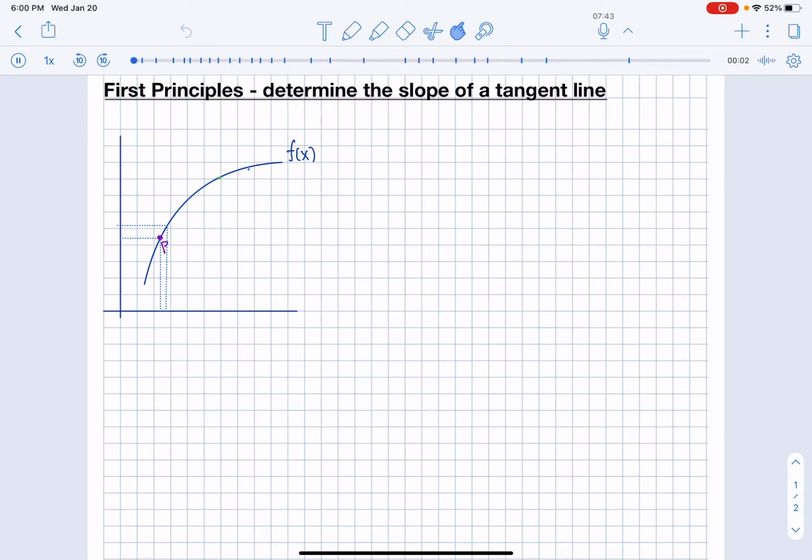In this lesson, we are going to learn how to develop the first principle, a formula that is used to determine the slope of a tangent line. As you can see, there is a function f(x) given on the graph, and there is a point P on the graph, and point P is where we need to draw the tangent line. When you draw the tangent line, you need to make sure the line only touches the curve once and goes through point P.